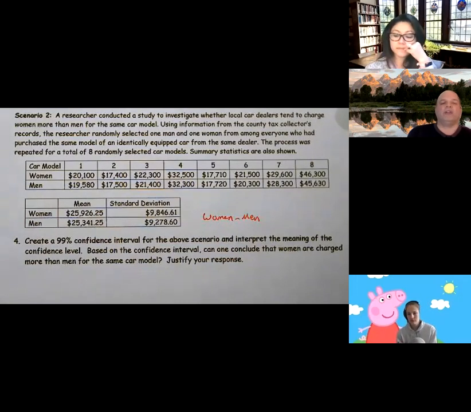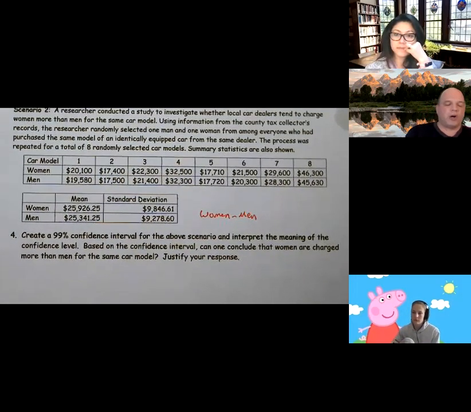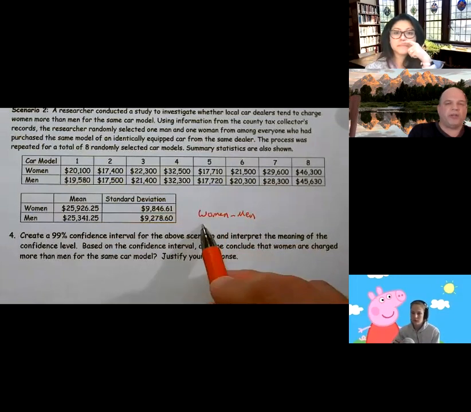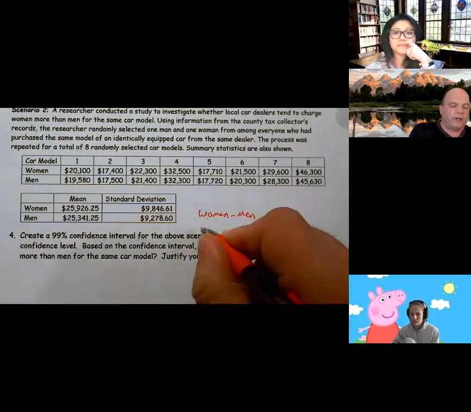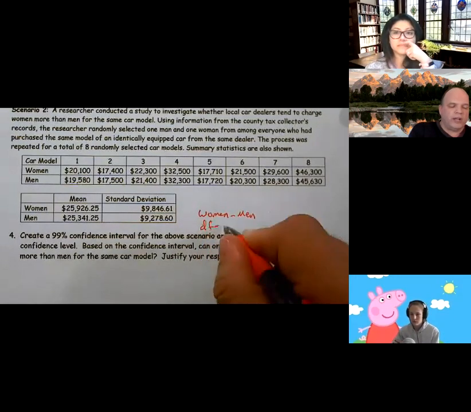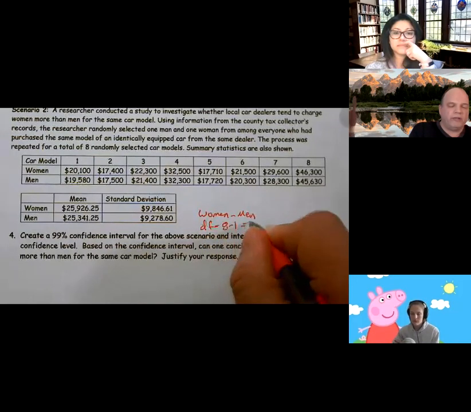Interpret the meaning of the confidence level. Based on the confidence interval, can one conclude that women are charged more than men for the same car model? So let's talk about a couple things we're going to need. We're going to need our degrees of freedom, which in this case is 8 minus 1, which is 7.